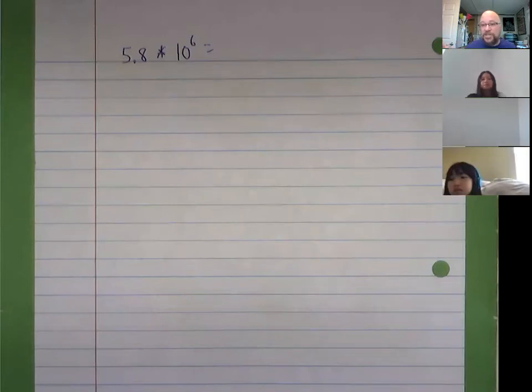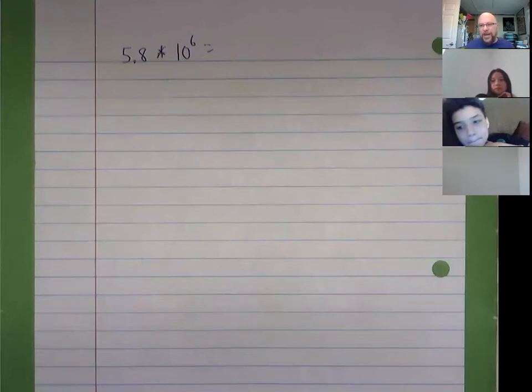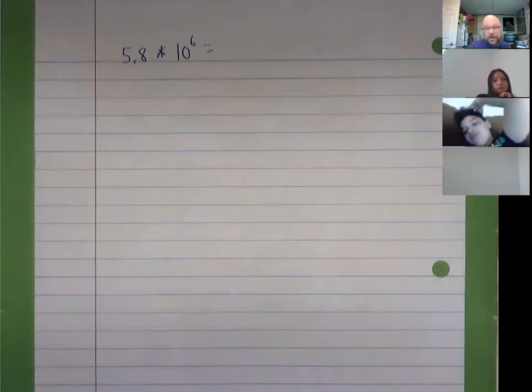And if you even wanted to just choose five, that would be okay too. The point is 5.8 is between five and six, okay? So let's just choose six because it is closest to six, all right? So here I go.